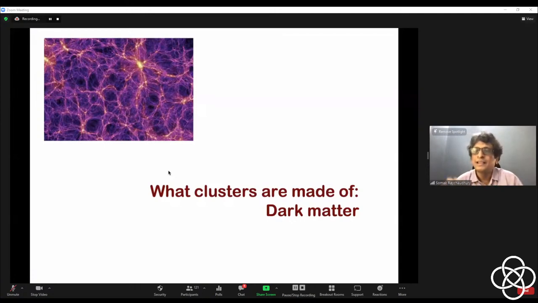So now the question is, you see a picture of a cluster with hundreds and thousands of galaxies in it. Does the cluster itself have more matter than the galaxies? And the answer is yes. The cluster itself is sitting in a big dark matter halo, and the galaxies are moving around in it with their own little dark matter halos. Okay, and this is partially the answer to Junik's question.